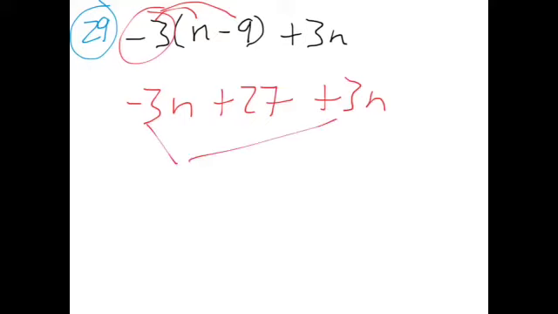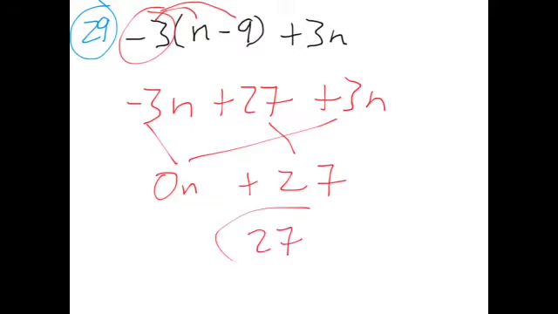Negative 3n and positive 3n are going to give us 0 n's. And then that plus 27 there is going to give us just plus 27, which just comes out to be 27. That's going to be the end of this video.